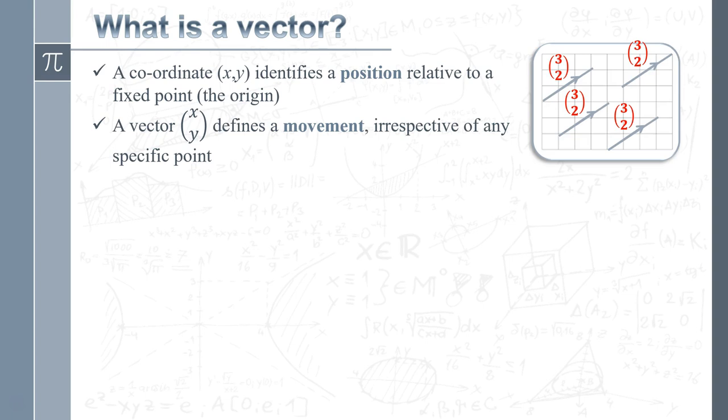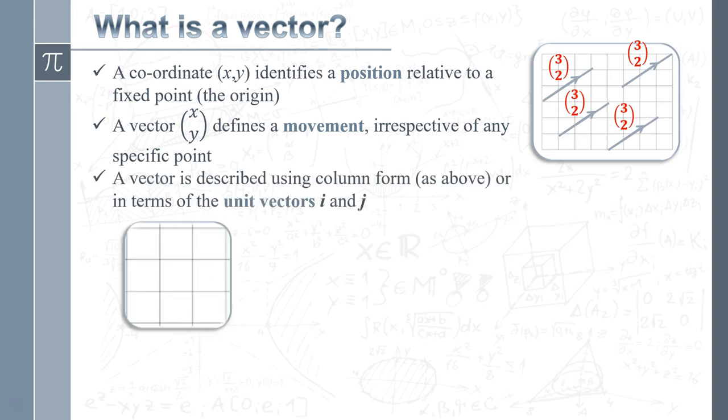Now, the new bit that you might not have seen at GCSE is our ability to describe these slightly differently using what we refer to as unit vectors. We're going to use i and j, and i is just a horizontal movement of 1 unit. So it's the vector (1, 0), it just moves across 1 unit. And as you might have guessed, the vector j is just 1 unit vertically.